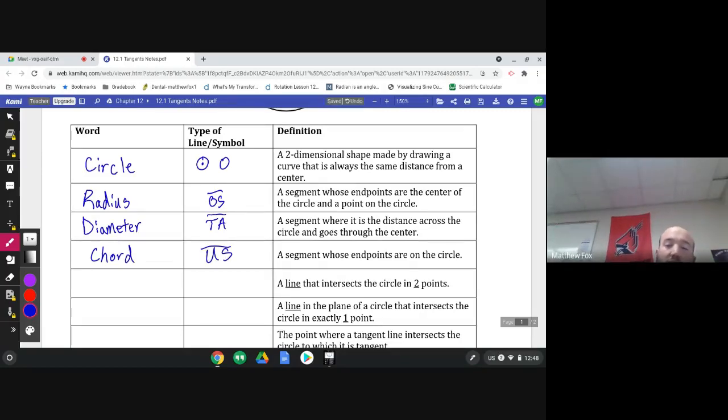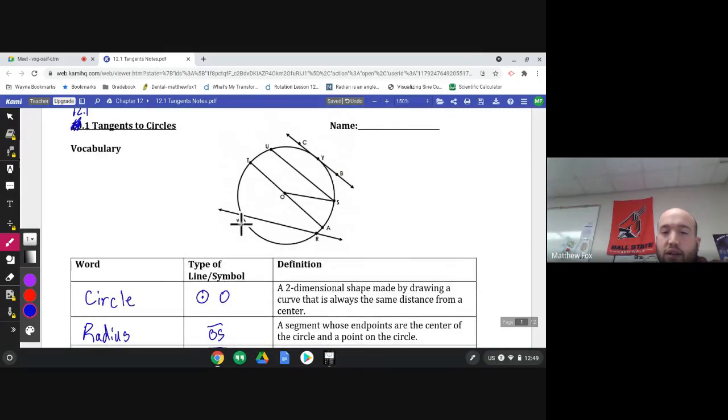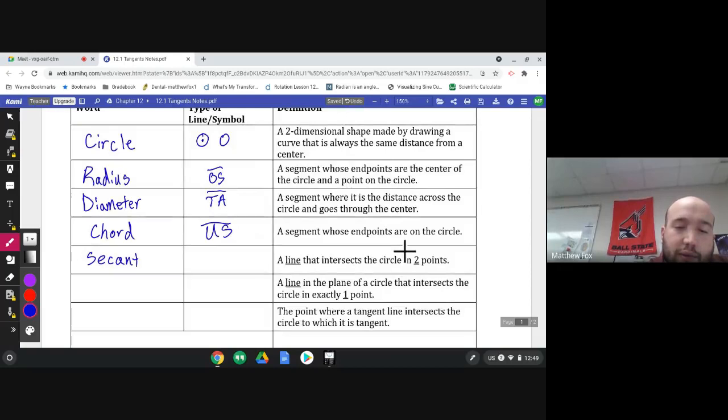The next one, notice we were doing segments. This next one's a line. A segment has endpoints on the ends. A line has arrows on each end. So a line that intersects the circle in 2 points. This is known as a secant. And if we look up here, so it's a line that hits it at 2 points, like WR here. Do you see how it goes through once, twice, keeps going? So line WR, remember to put a line WR over the top. We just put an arrow on each end.